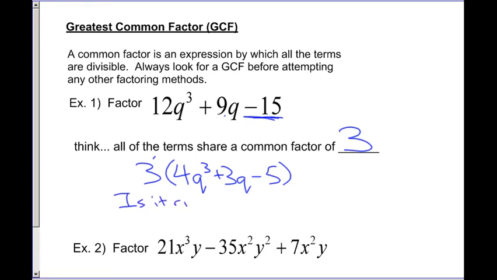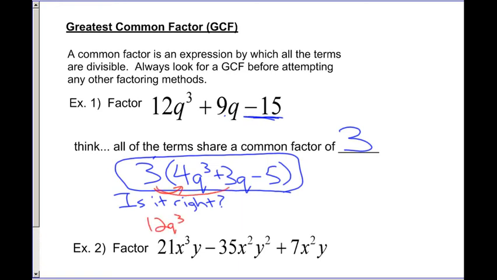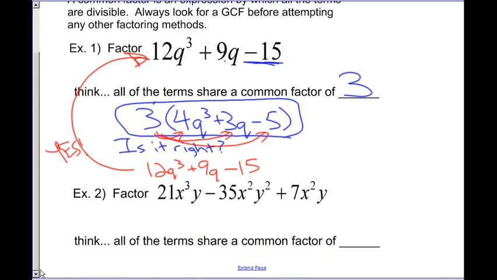Is it right? Let's find out. So this is the answer, the factored answer right here. This is the checking step, which is optional, but helpful. 3 times 4q cubed, 12q cubed. 3 times 3q, 9q. 3 times negative 5, negative 15. Is that the same as what we started with? Absolutely it is. Yes, we did it right. But again, that expression in blue is the one that's your factored form.